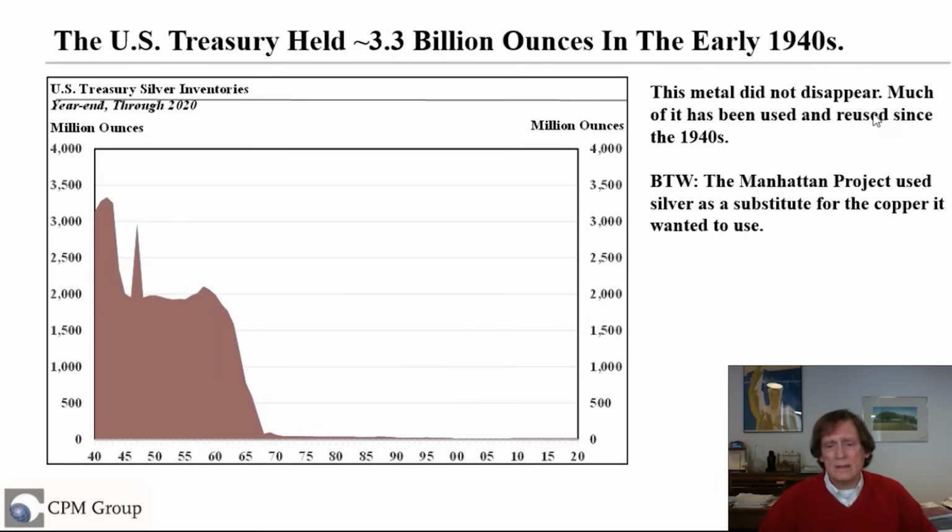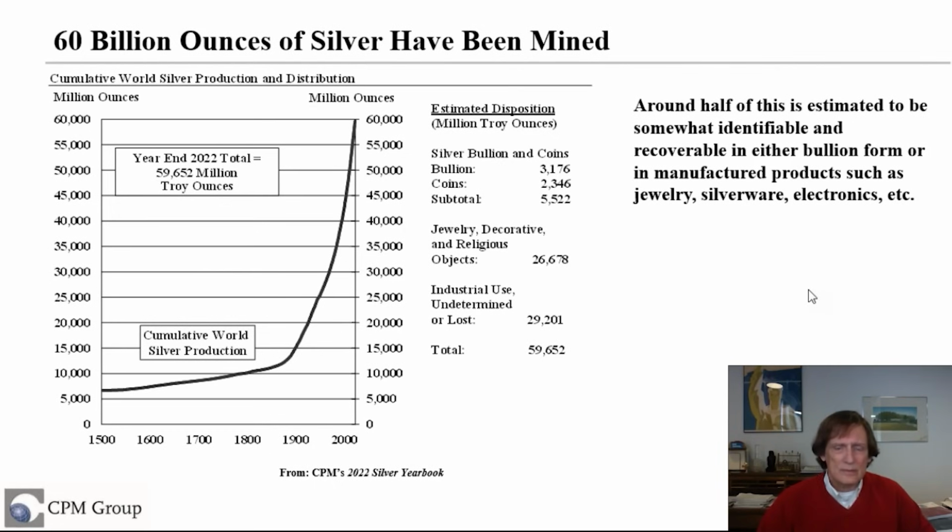And then the Defense Department used up its silver later. Put it all together, you get 60 billion ounces of silver that's been mined through time. Most of it, more than half of it, has been lost, or it's out there in jewelry and decorative and religious objects. We know it's out there. People have it. I have it.